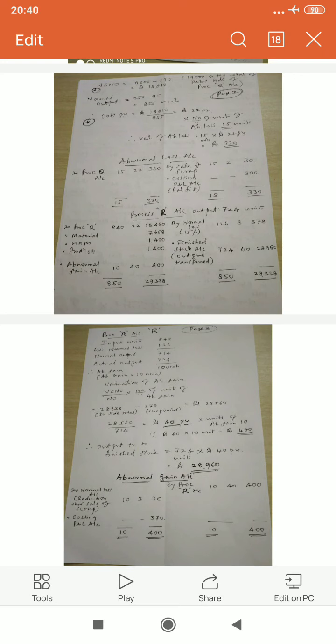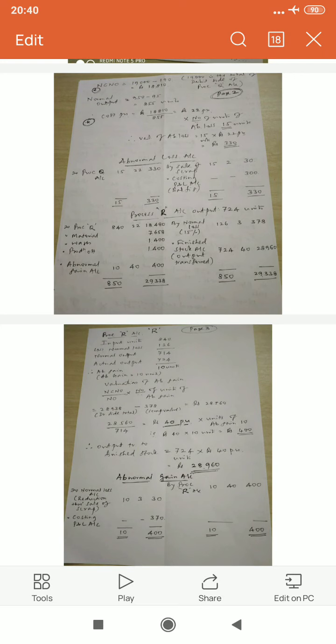Over. Further, you have been also asked to prepare abnormal loss account also. Now, you open abnormal loss account. For process P, there is neither abnormal loss nor abnormal gain, and as such, opening of such account will not arise at all. Whereas, under process Q, there is abnormal loss of 15 units valued at 330.